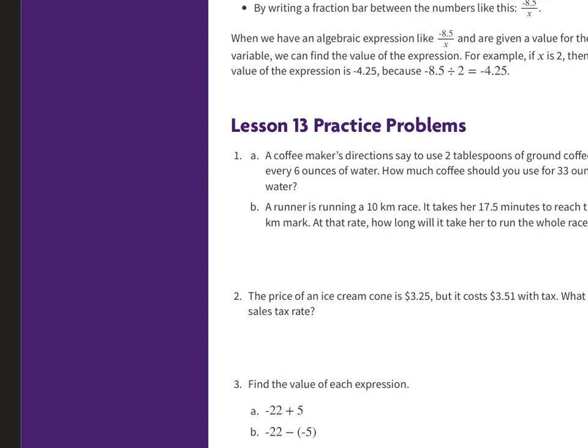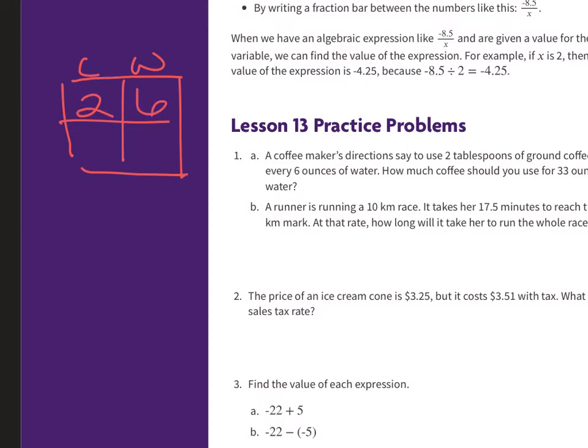So if I make a table here, let me get my pencil ready. So if I make a table, I have coffee and water. It says 2 tablespoons of coffee for 6 ounces of water.